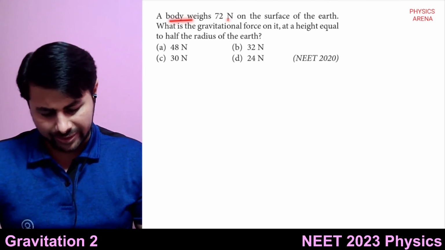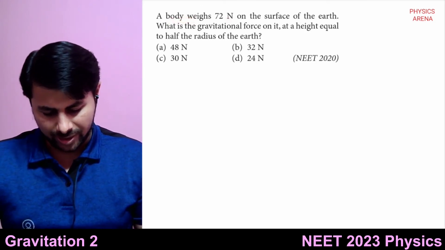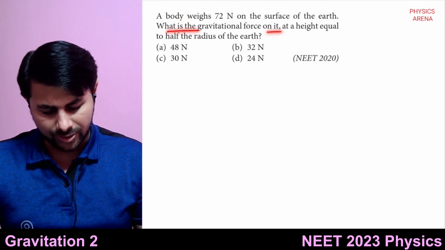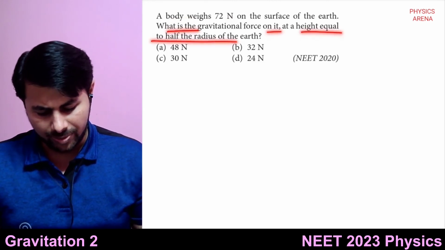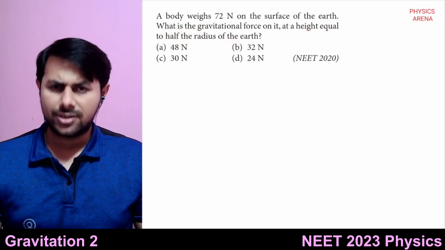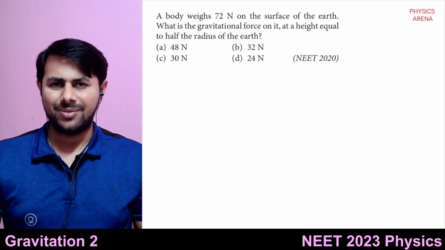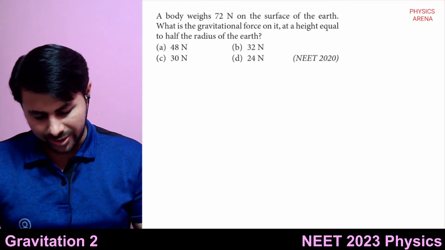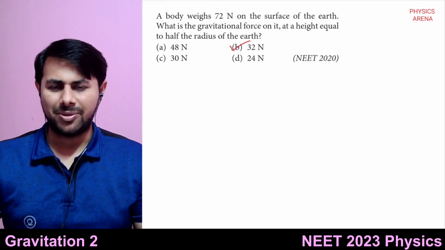A body weighs 72 Newton on the surface of Earth. What is the gravitational force on it at a height equal to half of the radius of Earth? So this is a repeated question, exactly repeated, right? So we have solved it. It is 32 Newton. I remember.